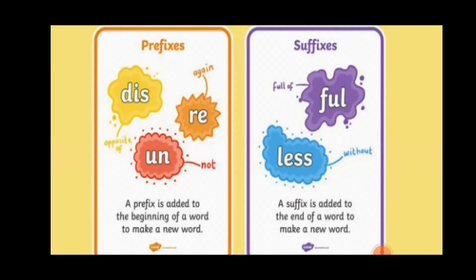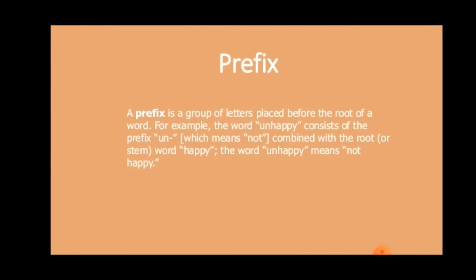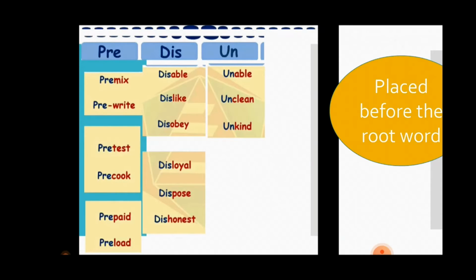And for suffixes, you are adding some words like full and less at the end of the word. You coin a new word by adding prefixes and suffixes, and we are going to see that in the coming slides. See here, a prefix is a group of letters placed before the root of the word, like un, dis, re. When you add that before, the meaning of the word totally changes. So we place the prefix before the root word or the base word.